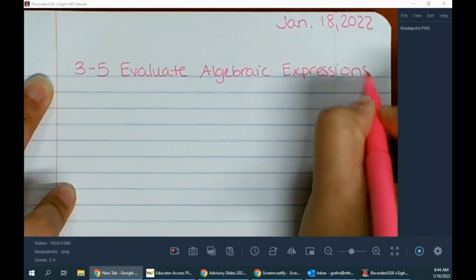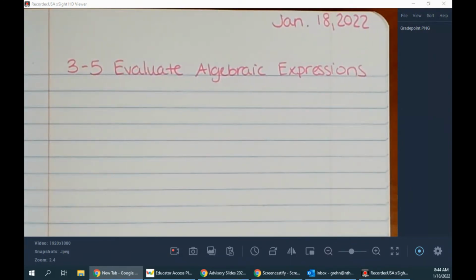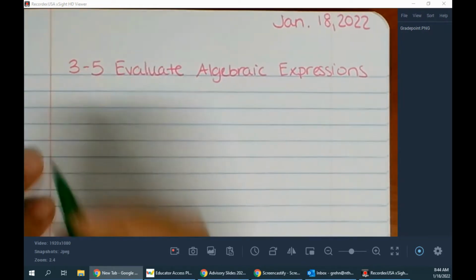And please remember to pause the video or rewind it if you need to go back or if it's going too fast. So we've talked about algebraic expressions. They're expressions that have variables and numbers and operations. And so today we're going to evaluate or solve them.